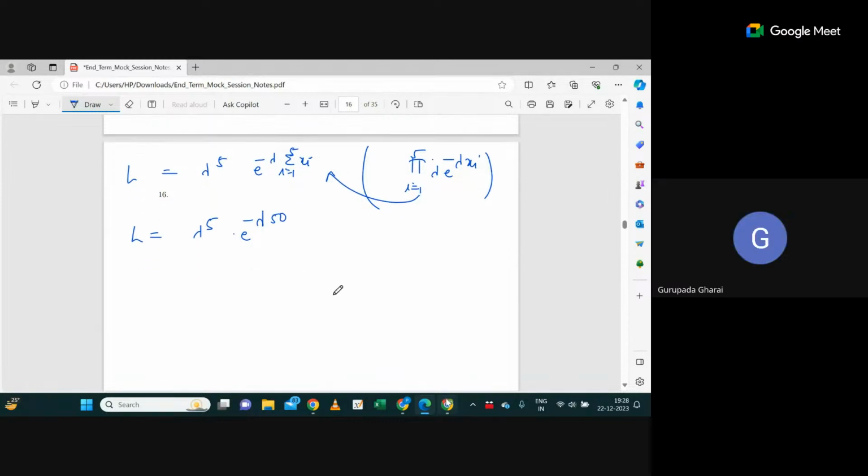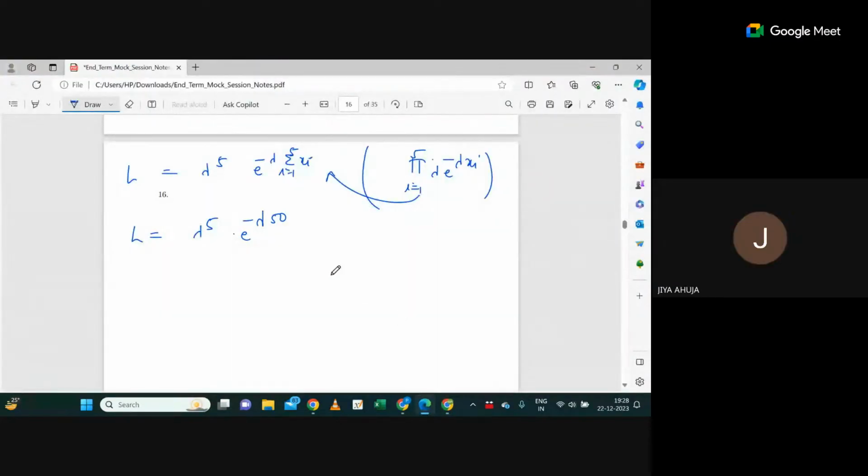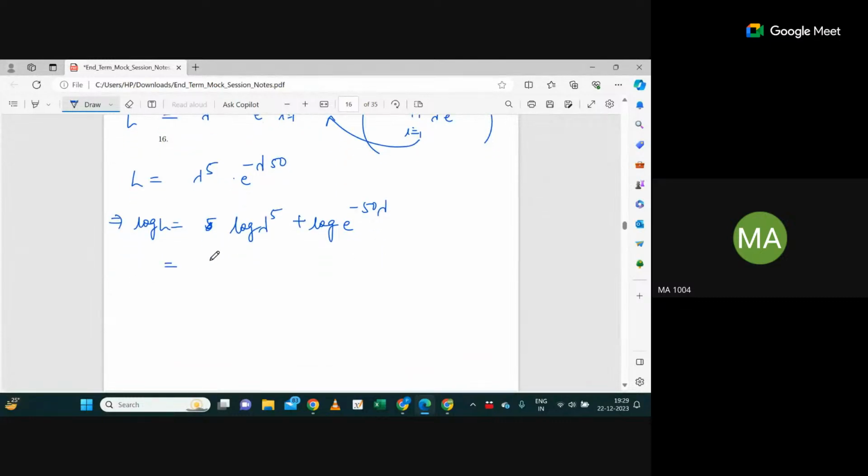Any doubts? Is it clear till now? Yes, sir. Fine. What's the next step? I have to take the natural log of this. So it will be log of lambda raised to power 5 plus log of e raised to power minus 50 lambda, right? So next it will be 5 log lambda.